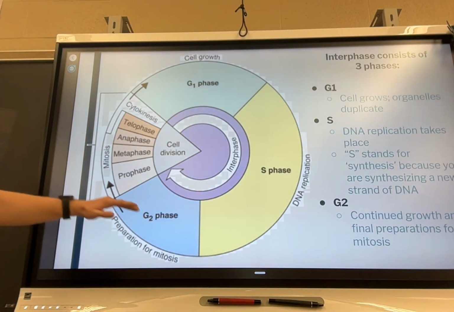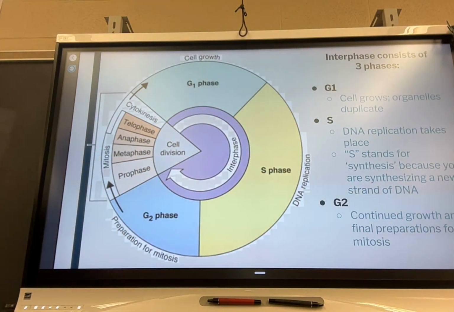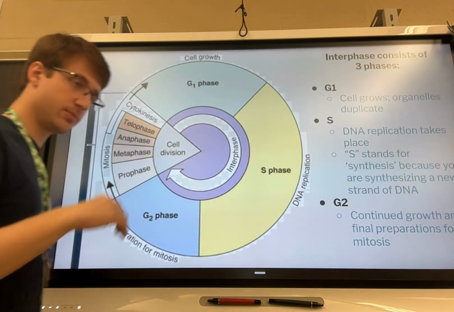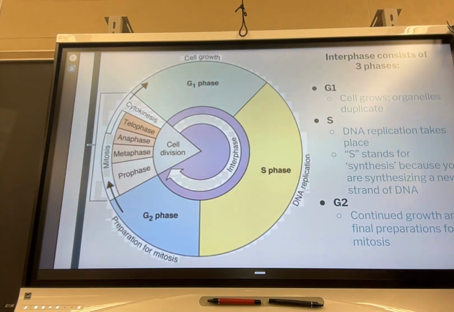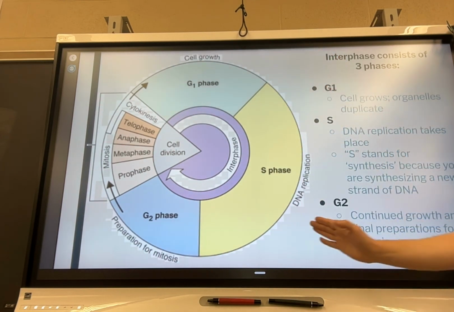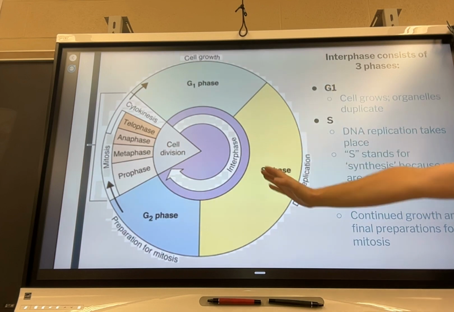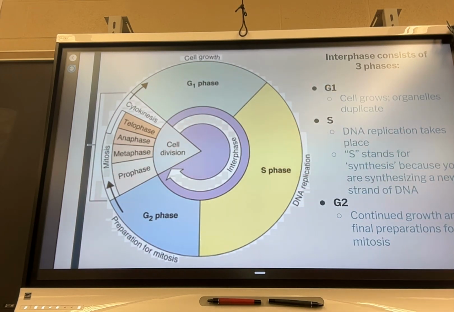And then last but not least, we have G2, which is going to be last-minute preparation so that we can go into mitosis. So this is going to be 90% of the cell's life. Most of their time is just going to be spent growing, eating, regulating themselves before they jump into mitosis.